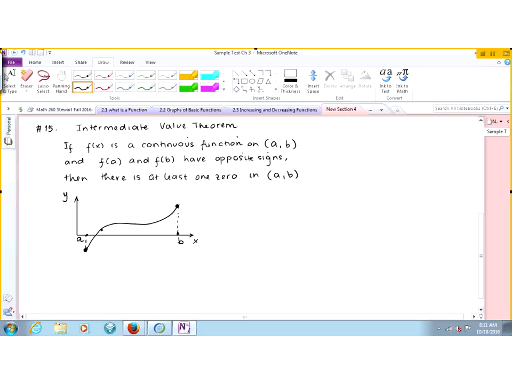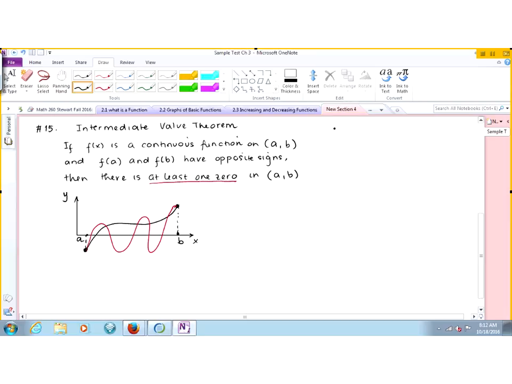Does it tell you where the zero is? No. This theorem only guarantees the existence of a zero, at least one zero. It can be more. Suppose your function looks like this, then you have more than one zero. So the theorem just says at least one zero.